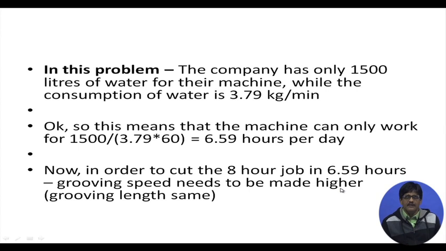In this problem, the company has only 1500 liters of water for their machine, while the consumption of water is 3.79 kgs per minute. So, this means that the machine can only work for 1500 liters, which is your capacity per day, divided by 3.79 into 60, which is the consumption per hour, equal to 6.59 hours per day. So, you can use this machine for 6.59 hours per day now. You cannot use it for 8 hours.